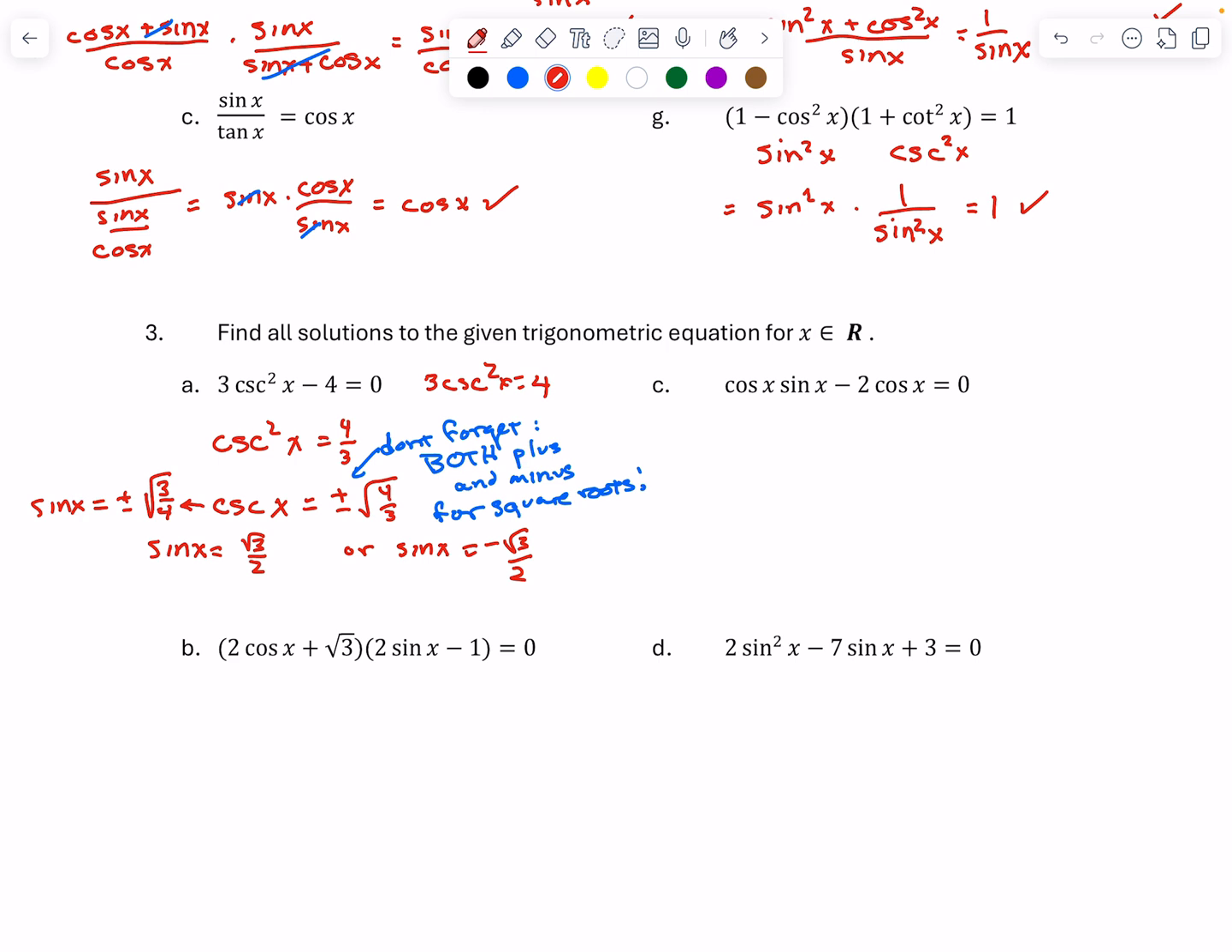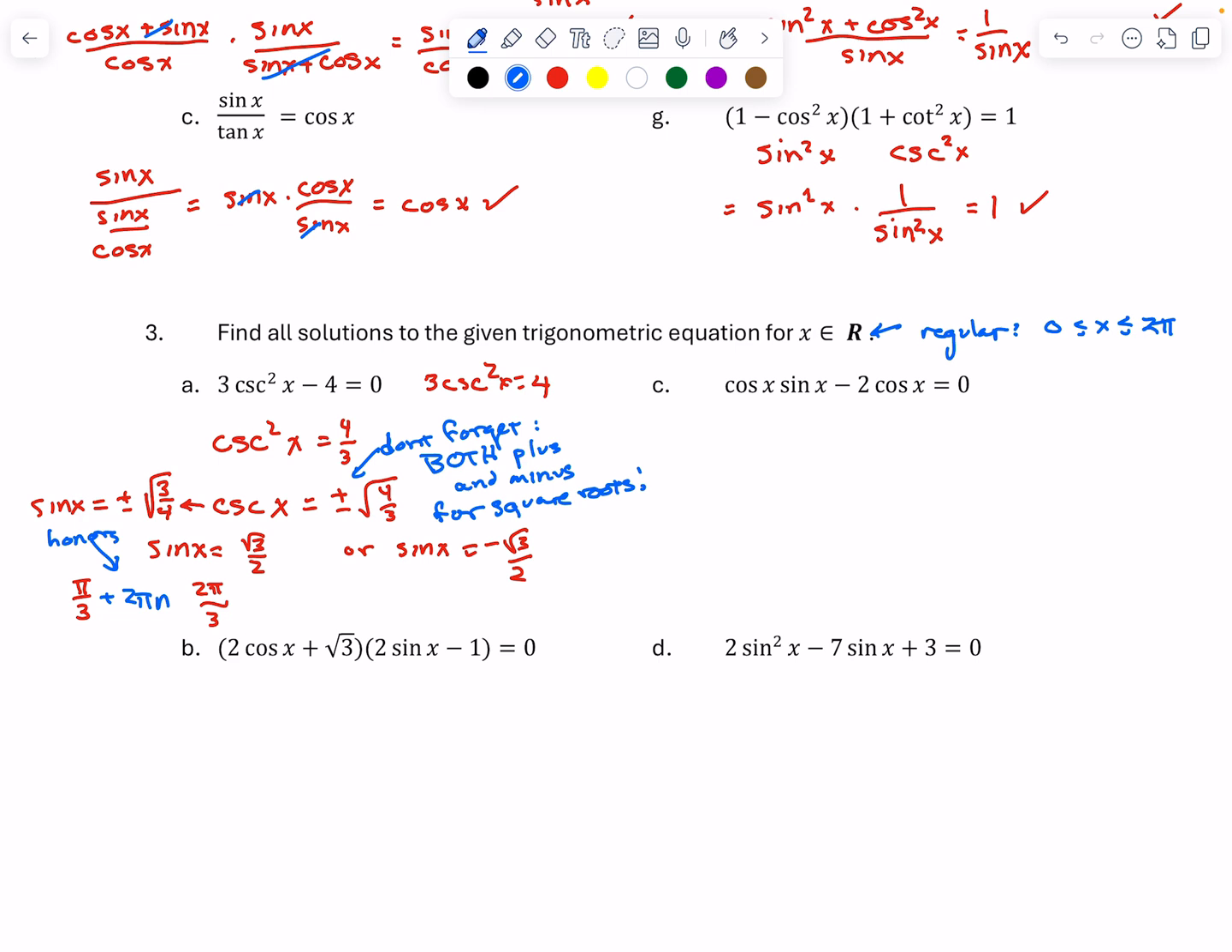It doesn't say whether it's degrees or radians, so I'm going to just do radians. Pi over 3, and 2 pi over 3. And for the honors, okay. So for the regular, we're going to just put them on the unit circle.